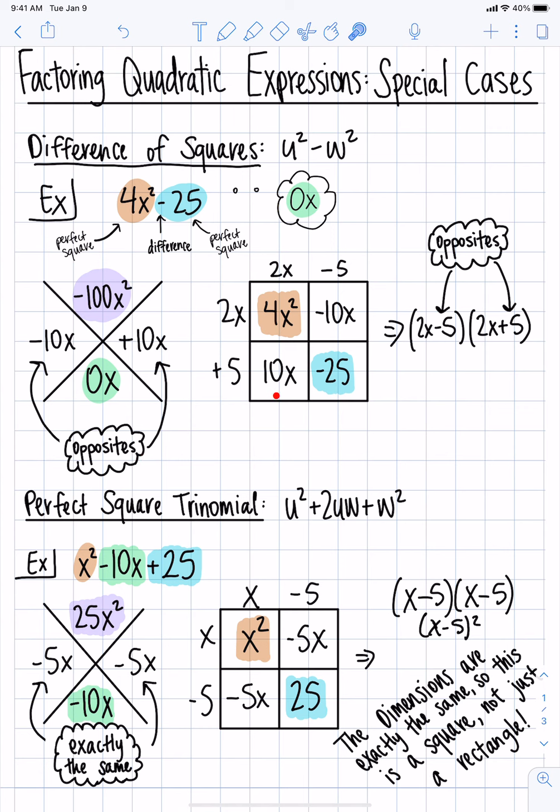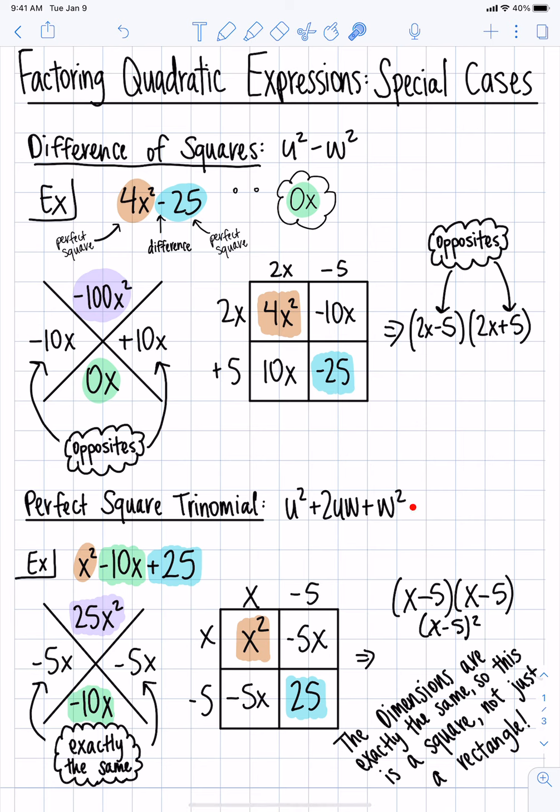When we fill them in our area model over here, we'll end up with one side being 2x plus 5 and another side being 2x minus 5. So when we write our final answer out, again, we have these opposites. That is something we get with difference of squares. We'll have 2x minus 5 and 2x plus 5. They'll be exactly opposite.